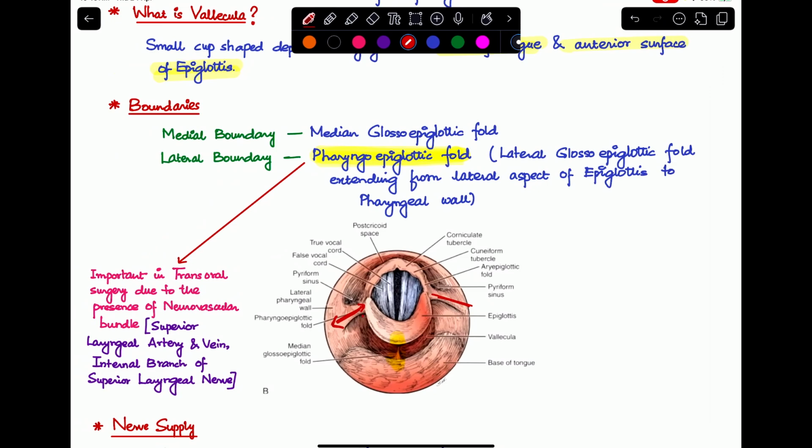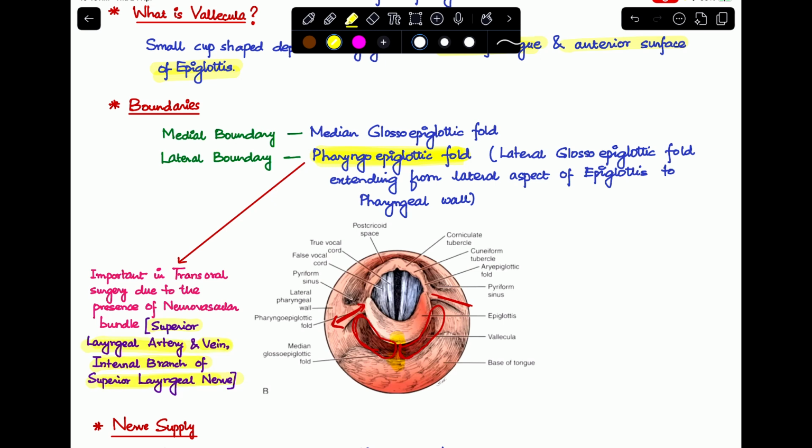And as a result of this, you see over here that these two cup-shaped depressions are the vallecula. Now, the pharyngoepiglottic fold is important in surgeries because in transoral surgeries, this area is very important since it has a neurovascular bundle passing through it. This neurovascular bundle includes the superior laryngeal artery, superior laryngeal vein, and the internal branch of the superior laryngeal nerve.